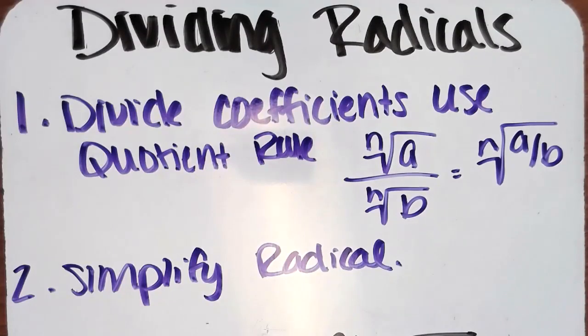Okay, so when we divide radicals, it also has some rules. It's going to be like the last one with multiplying, where you divide the coefficients, and then we use the quotient rule. So if you have the nth root of a divided by the nth root of b, and then the same roots, you can put those back together as the nth root of a over b. Likewise, if you have the nth root of a over b, you can split that back into the nth root of a over the nth root of b. And then you just simplify whatever remaining coefficient you may have left.